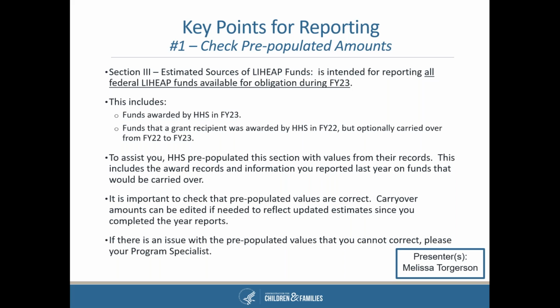Now, this section is pre-populated with values from their records. So this includes both their awards records as well as the estimated information you reported on funds that would be carried over. And so it's really important for you to check that these values are correct, and they have been incorrect before. And so it's really important for you to look at them, check them against your award letters, and make sure they add up, and adjust that carryover amount.